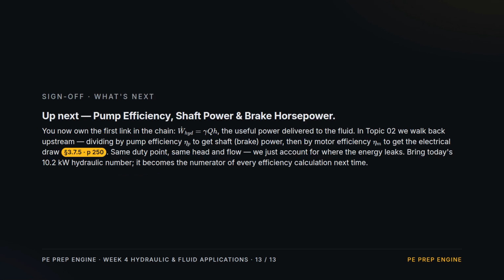You now own the first link, gamma QH, the useful power delivered to the fluid. In topic 2, we walk upstream, divide by pump efficiency for shaft power, then by motor efficiency for the electrical draw. Same duty point, we just account for where the energy leaks. Bring today's 10.2 kilowatt number. It's the numerator of every efficiency calculation next time. See you in topic 2.